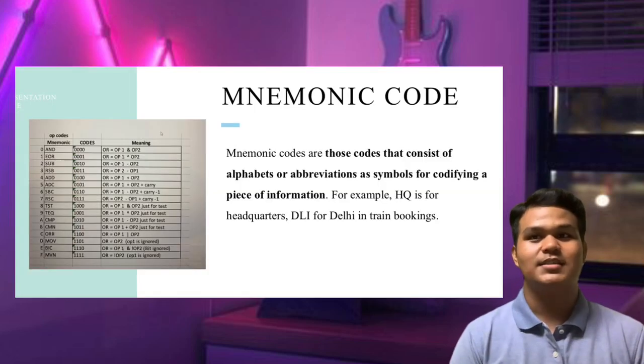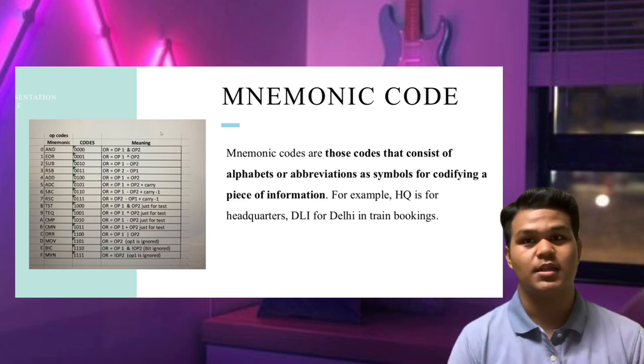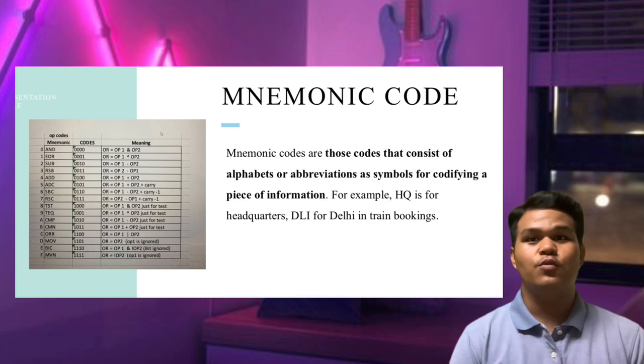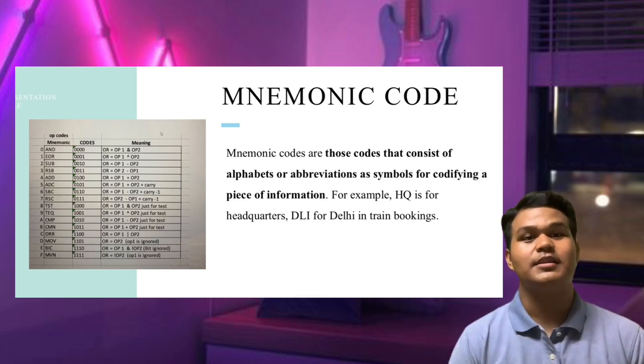The second one is mnemonic code. Mnemonic codes are those codes that consist of alphabets or abbreviations as symbols for codifying a piece of information. For example, HQ is headquarters, DLI for Delhi in train bookings.